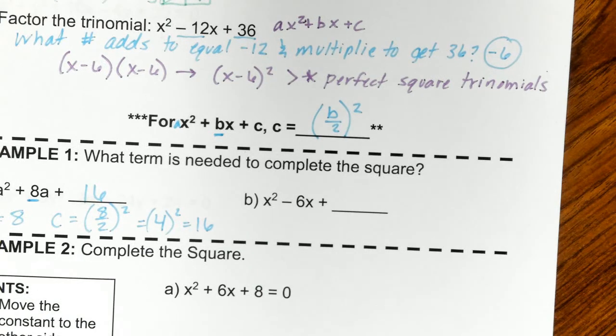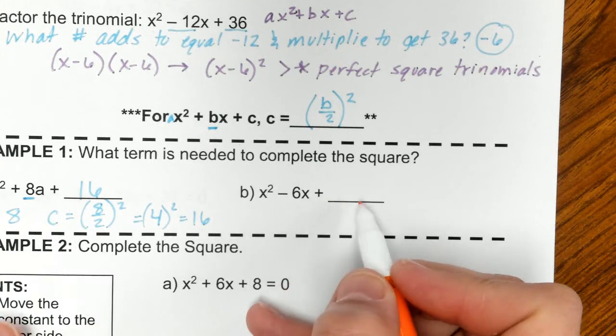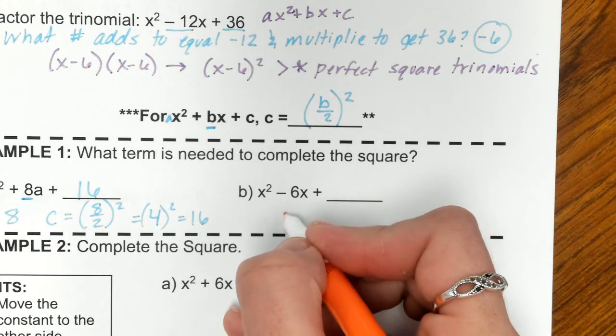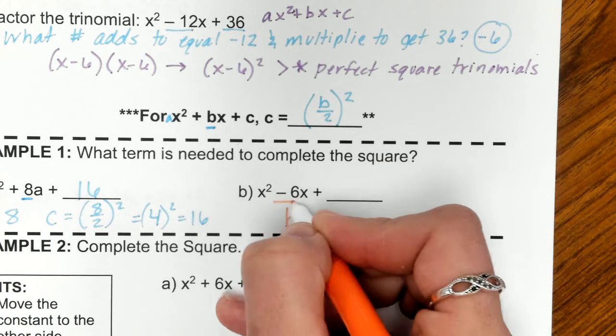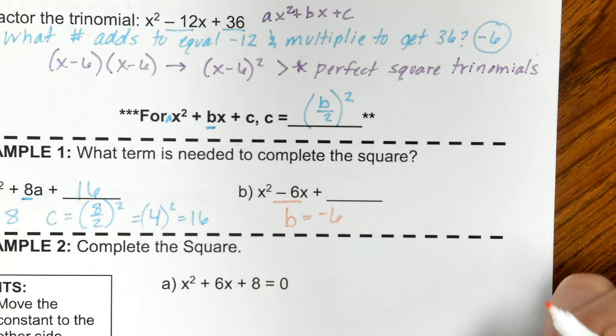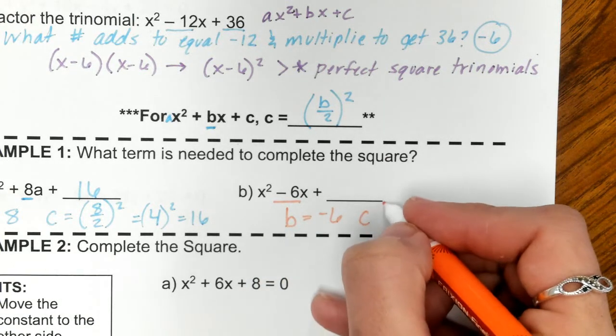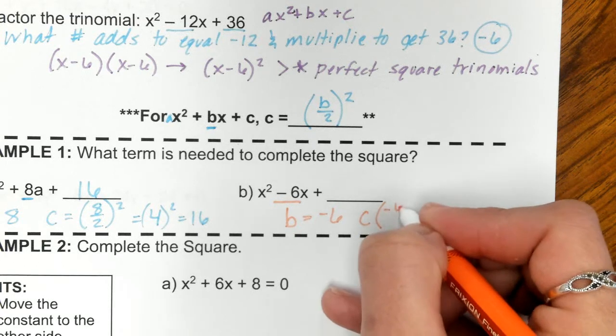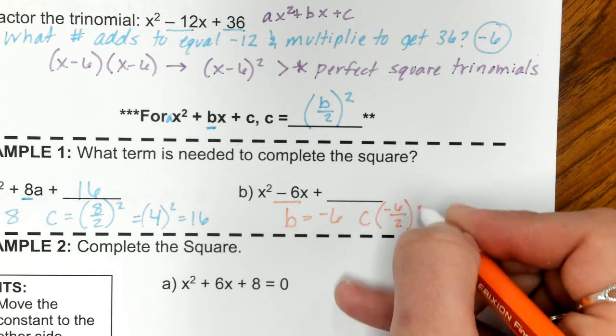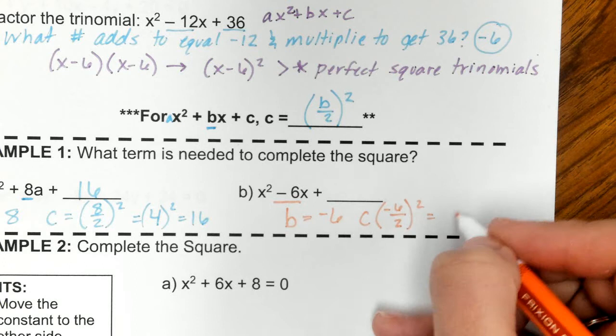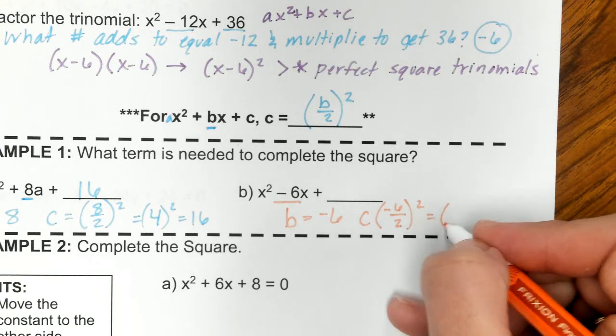The next problem we're looking at here, we have x squared minus 6x plus blank. Well, here, b is a negative 6. So c with our formula is going to be a negative 6 divided by 2, all squared, which is negative 3.